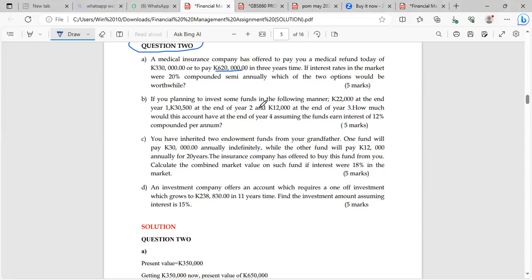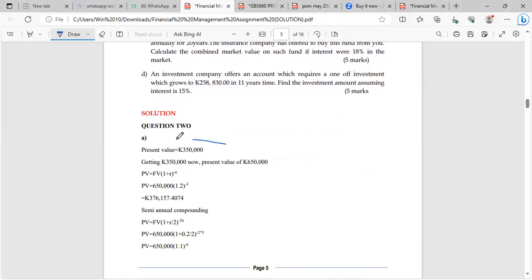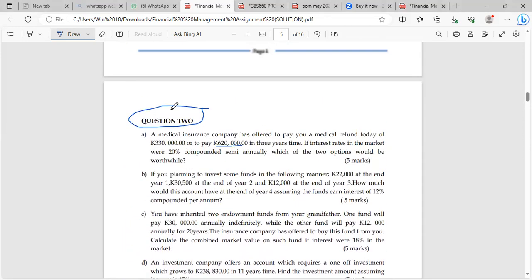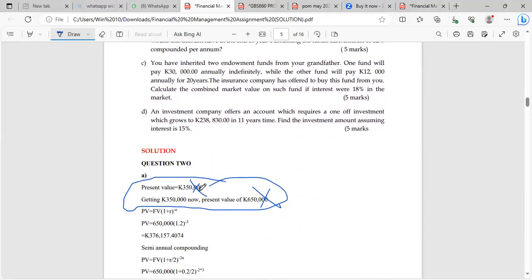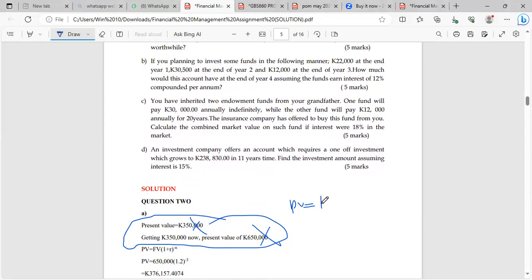So meaning their solutions here, don't consider them. These solutions are not okay because the figures that are here are totally different. The figures are supposed to be 330. So it's supposed to be present value of how much? That's why we are doing the review. Present value of how much? 330,000.